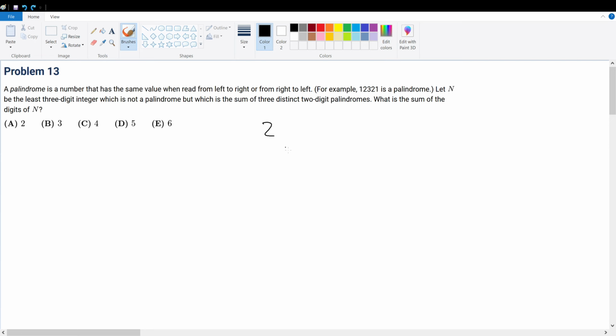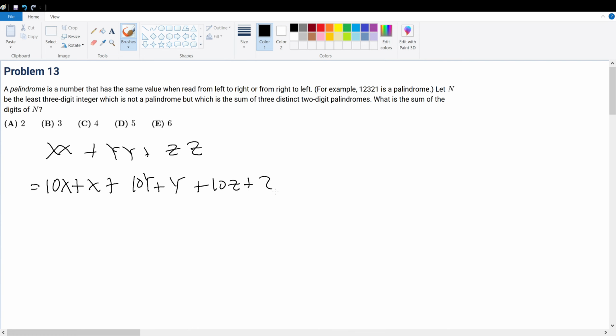So with this established, let's say I'm summing xx with yy with zz. If I were to express this in numerical notation, that's the same thing as 10x plus x, plus 10y plus y, plus 10z plus z. And this must be equal to some three-digit integer that we do not know. But three-digit integers, remember, range from 100 to 999.